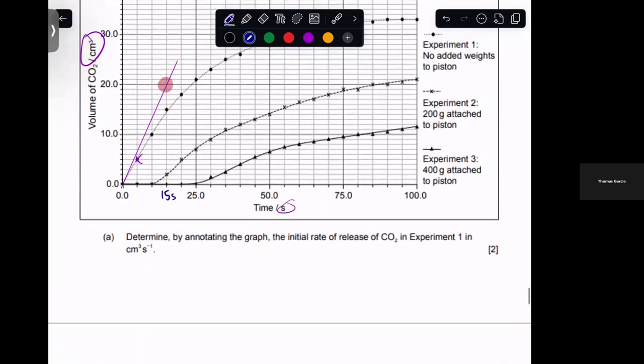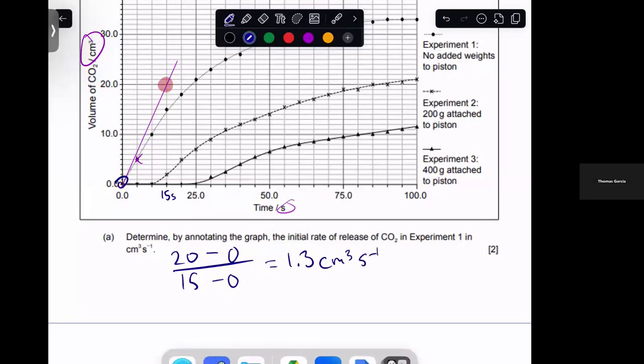And then with that annotation right here and these 2 points as shown, I'm going to go ahead and figure out that I'm at about 20 minus 0 over 15 minus 0. And when you calculate that out, you get 1.33 repeating. So I'm just saying 1.3 centimeters cubed per second. Make sure you use the units that they provided to you.